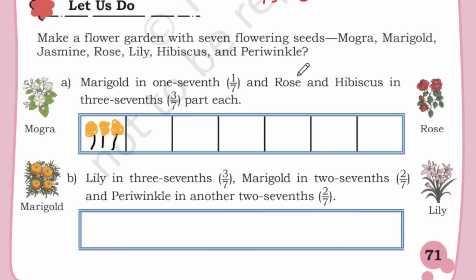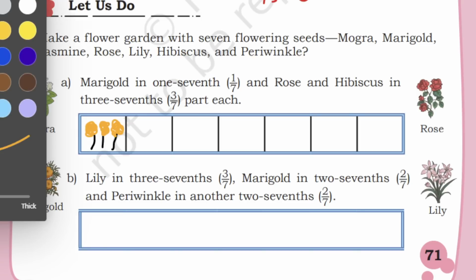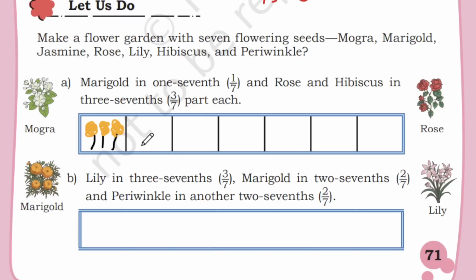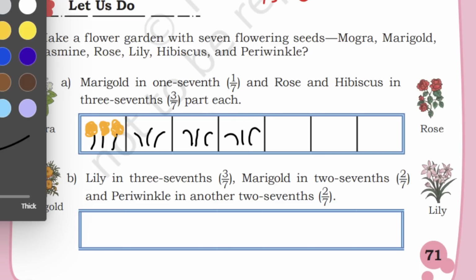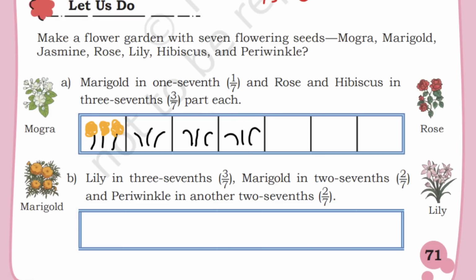Okay, next. Hibiscus in 3/7. So 3/7 part is hibiscus. So hibiscus will be in a red color, or it will be in a reddish orange. So hibiscus.